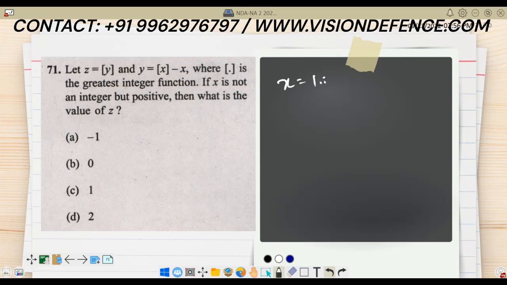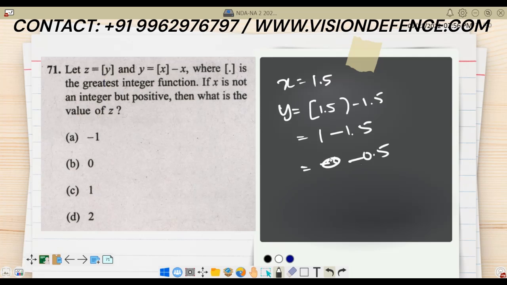So let's keep x equal to, let's say, 1.5, right? So if x equal to 1.5, then y will be equal to greatest integer function of 1.5 minus 1.5. This is going to be 1 minus 1.5. So greatest integer inside this is 1, right? So this is going to be negative 0.5. Then z is equal to greatest integer function of negative 0.5. So this is going to be negative 1. So the answer is negative 1.